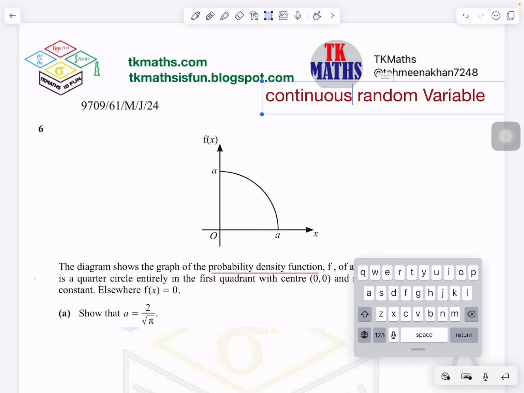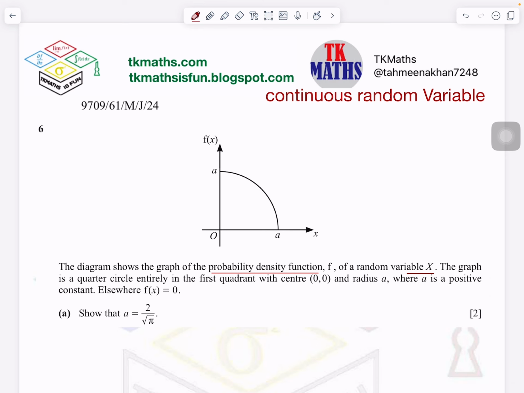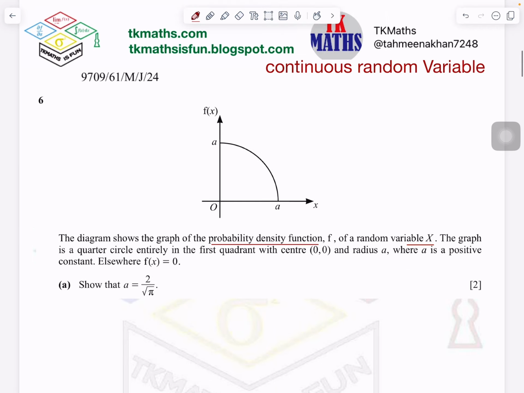In today's video, we will solve a question on continuous random variable, which is a part of the syllabus of A-level mathematics S2. So let's see the question. It is from June 24, variant 6.1.